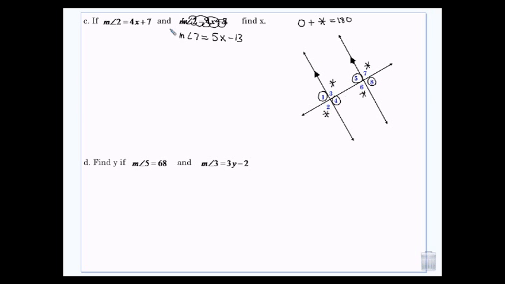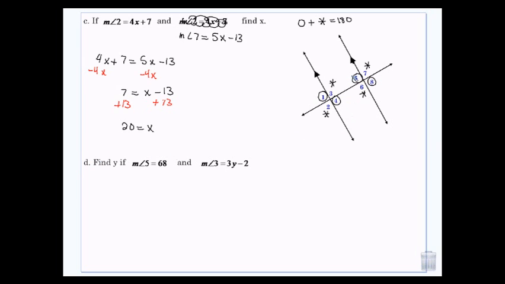They're both equal, so I can do 4x plus 7 is equal to 5x minus 13. I'm going to subtract 4x from both sides because I like to keep my x's positive. You don't have to. So 7 is equal to x minus 13. If I add 13 to both sides, I get 20 is equal to x. Okay.